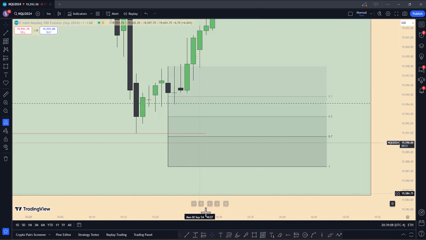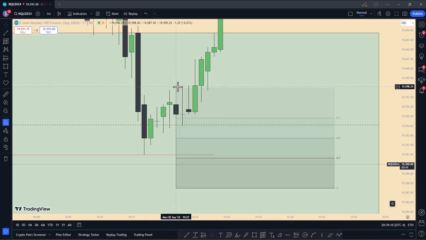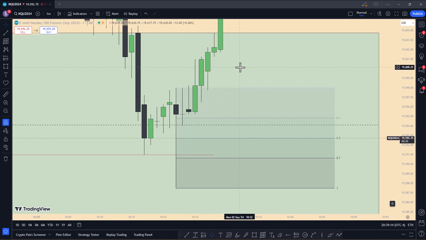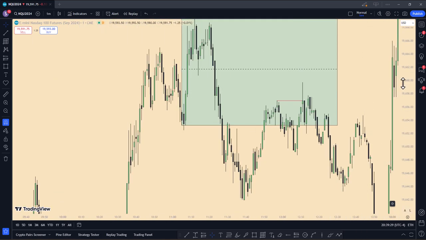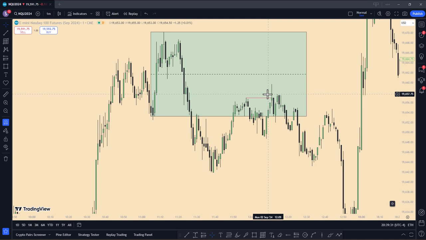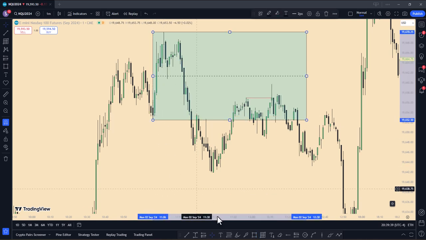So here we go. The break of structure happened here, right? With this candle, a return back, and then a beautiful expansion leg, right? This is the second opportunity that you could have taken. This is based on the pullback, right? We are in a pullback, and this is the zone. So the break of structure happened right here. Let's remove this zone right here.